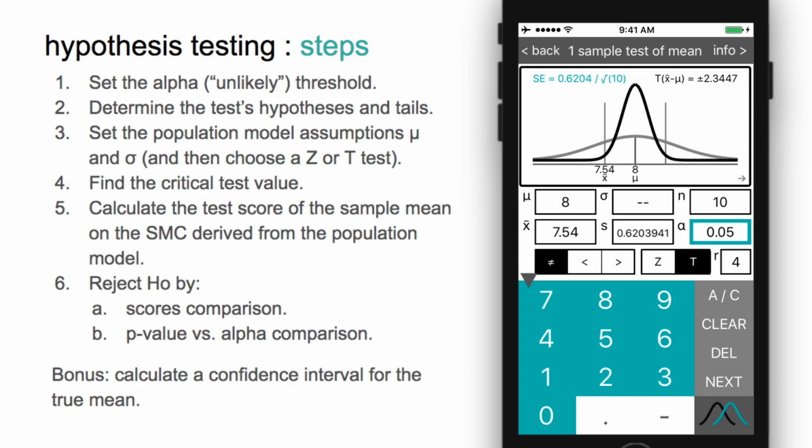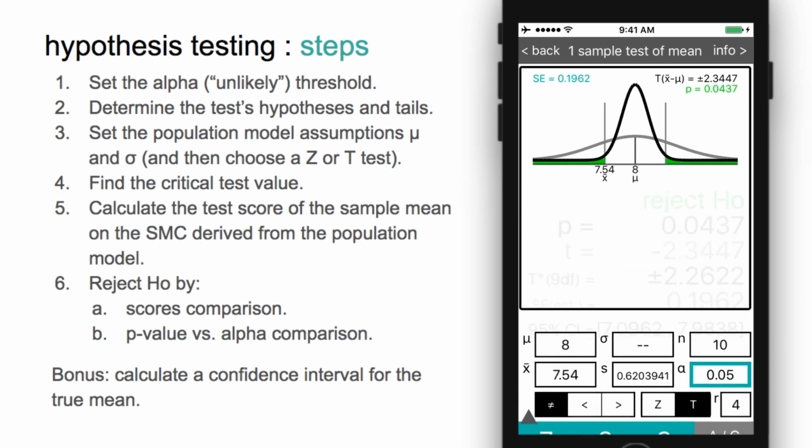It'll find the critical test value, that's number 4. Number 5, it'll calculate the test score of the sample mean on the SMC, in this case a t-score. And number 6, it will accept or reject the null hypothesis and return the test p-value. It'll even do the bonus and calculate a confidence interval for the true mean. Just hit calc and expand to see all the results.